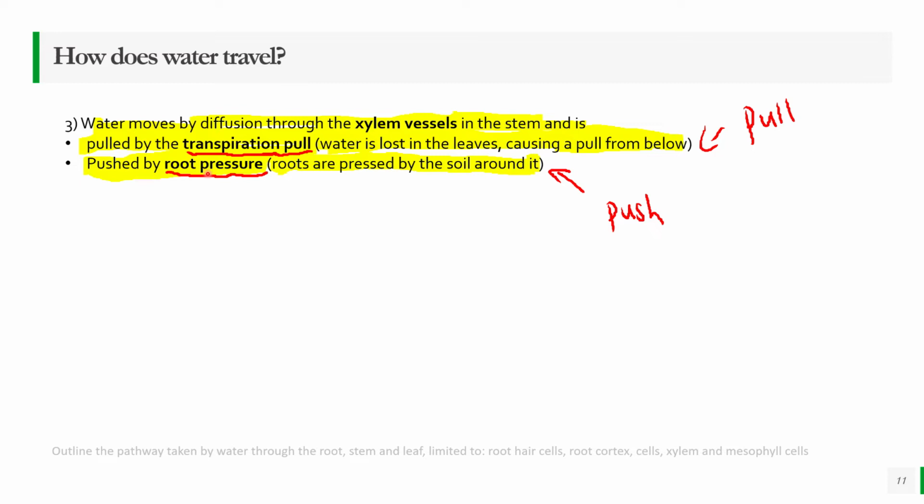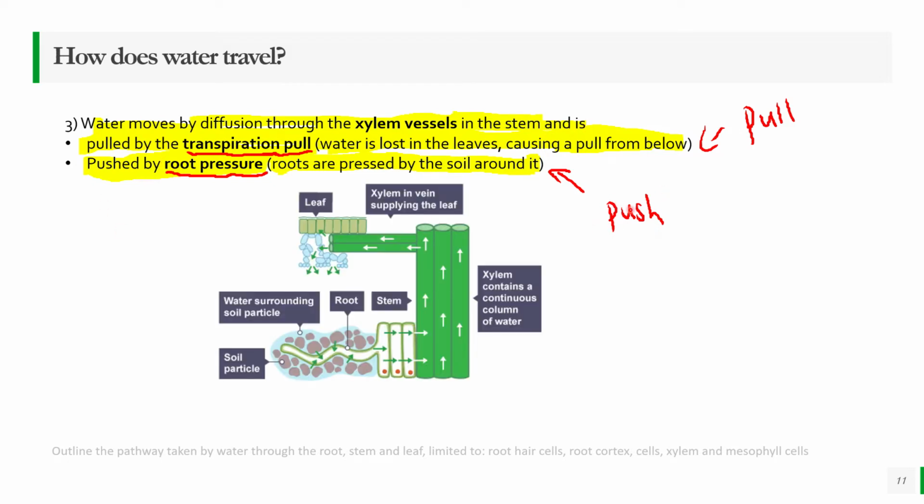Okay, so because it is so narrow there, it has to squeeze, so it will push the water upwards. Okay, this one is root pressure. Transpiration pulls upwards, okay, and root pressure pushes from below. This is why water is able to move up.